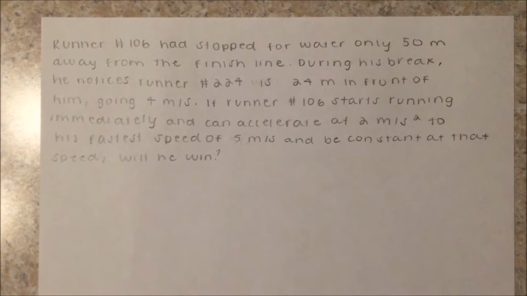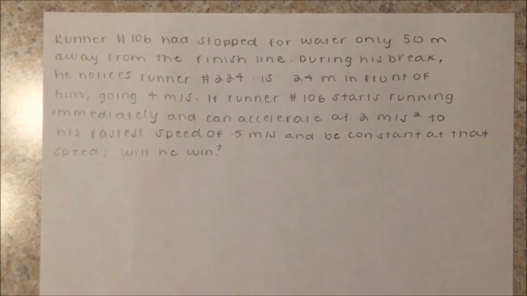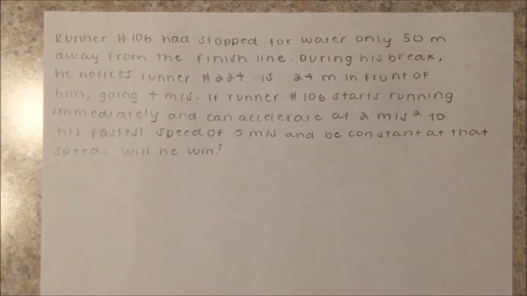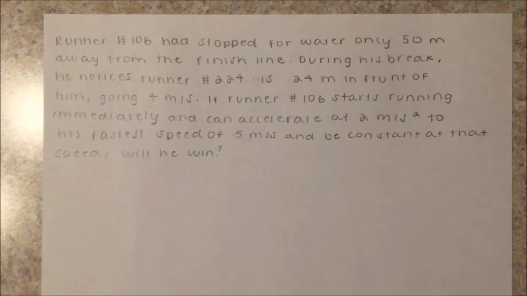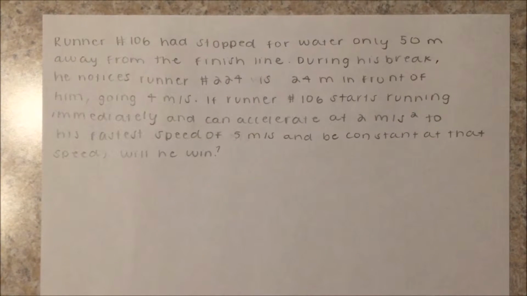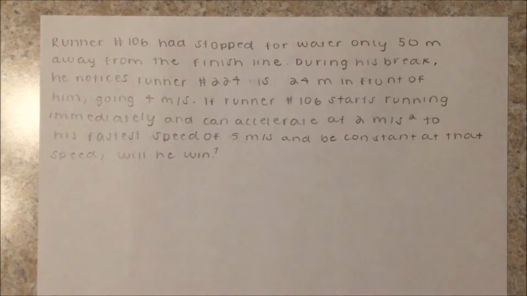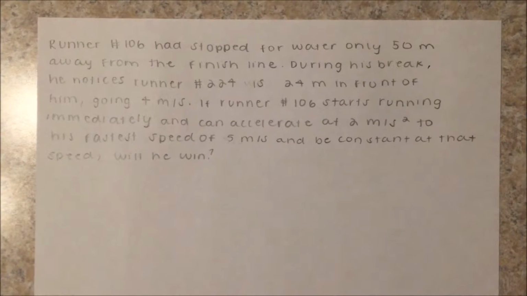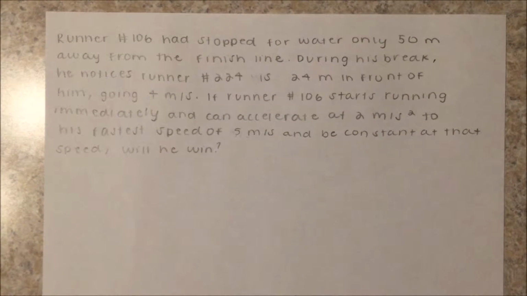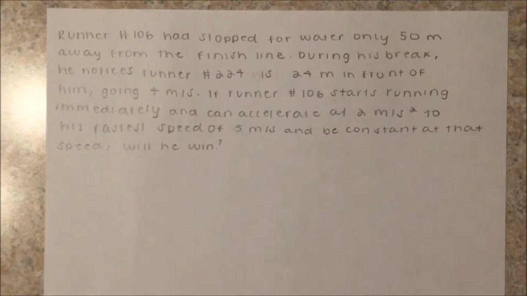So my problem is runner number 106 had stopped for water only 50 meters away from the finish line. During his break, he notices runner 224 is 24 meters in front of him, going 4 meters per second. If runner number 106 starts running immediately and can accelerate at 2 meters per second squared to his fastest speed of 5 meters per second and be constant at that speed.